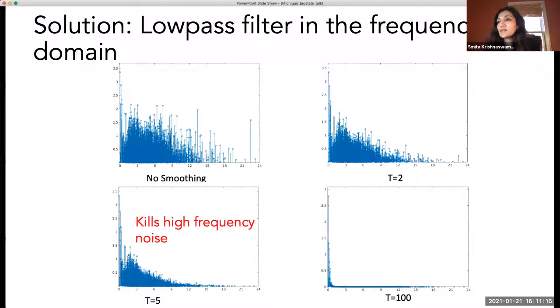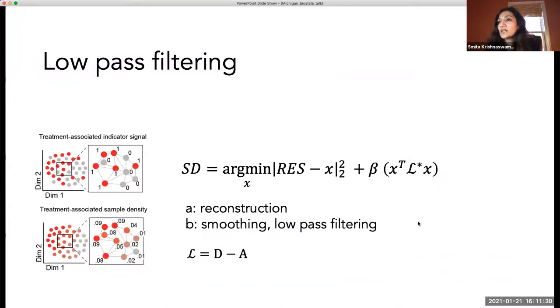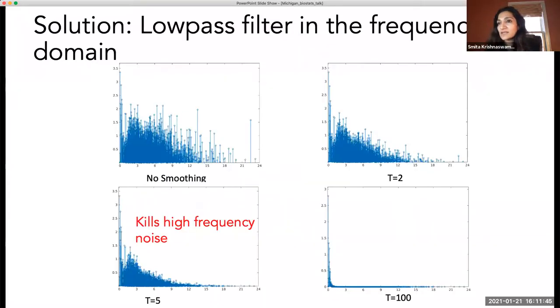So the idea of low-pass filtering is again that if you look at this in the graph frequency domain, you take this signal, you load it to the eigenvectors of the graph Laplacian, and it's going to load to the low frequency eigenvectors versus the high frequency eigenvectors. When you solve this, you can solve it analytically. You get a form of a high pass filter that's respecting the resolution in the data based on this reconstruction penalty. And we show in the paper that this is a proper density estimate.